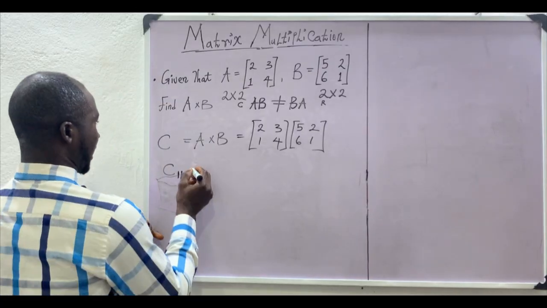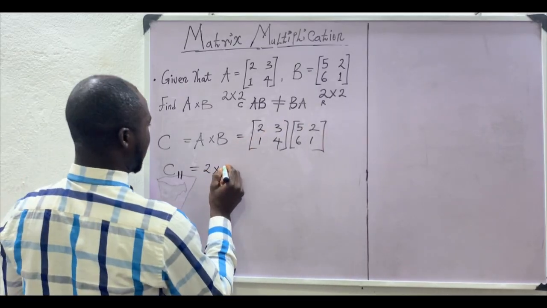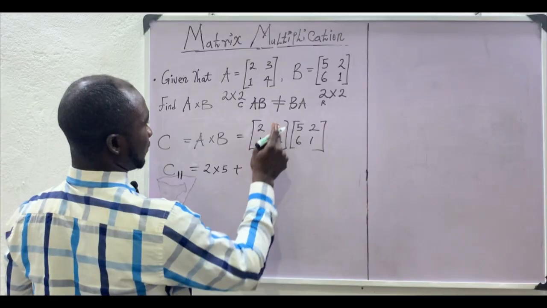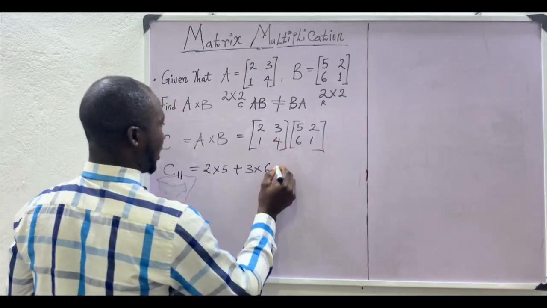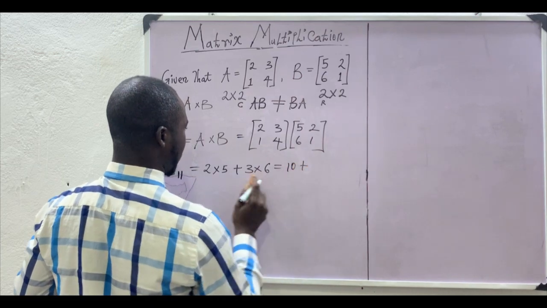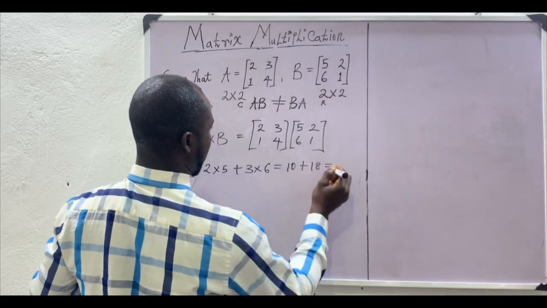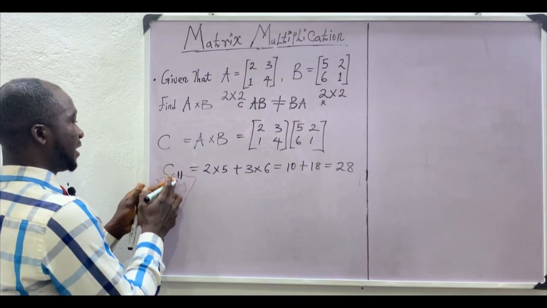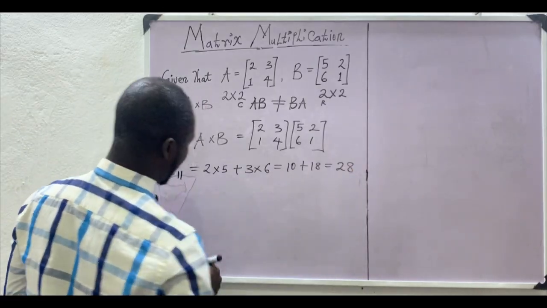So if we go further, it means that the first entry here, 2, will be used to multiply the first entry here, which is 5. Then I will add the product of the second entry here, which is 3, and the second entry here, which is 6. If we do this, we will have 2 times 5, which is 10, plus 3 times 6, which gives us 18. And if we add, we obtain 28. So that is to say that when I pick the first row and use it to multiply the first column, the result I obtained is 28.